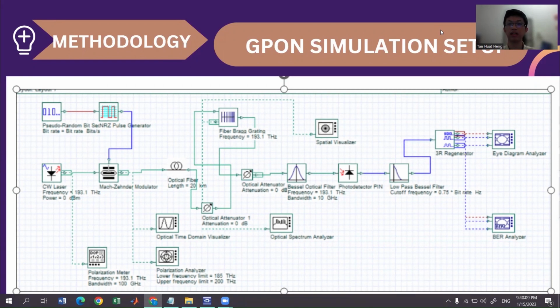Hi, my name is Tan Hua Heng, matric number B200126. Here, I will present the methodology part of this project. In this project, we are using the OptiSystem software to simulate the GPON. We use the input as a CW laser with frequency 193.1 THz, and the power is 0 dBm. We analyze the output by using the eye diagram analyzer and BER analyzer.